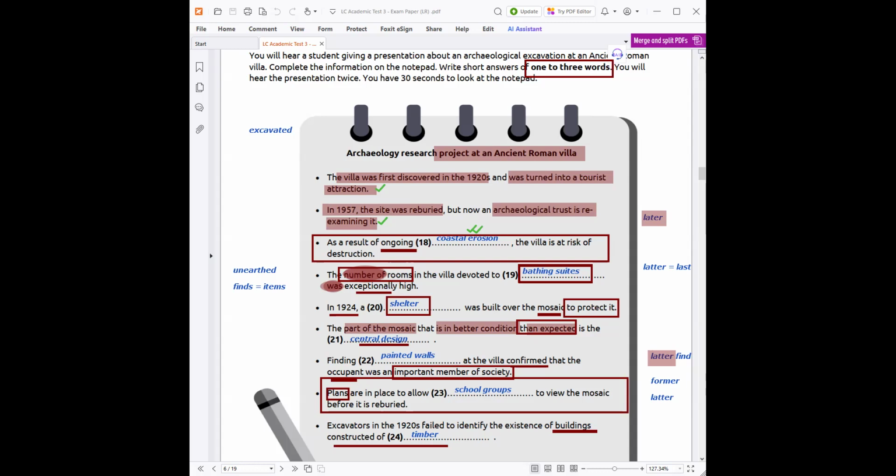See, he spoke, they were missed by the excavators. They failed to identify, missed by the excavators. So what they're made of, we have to listen to that now.